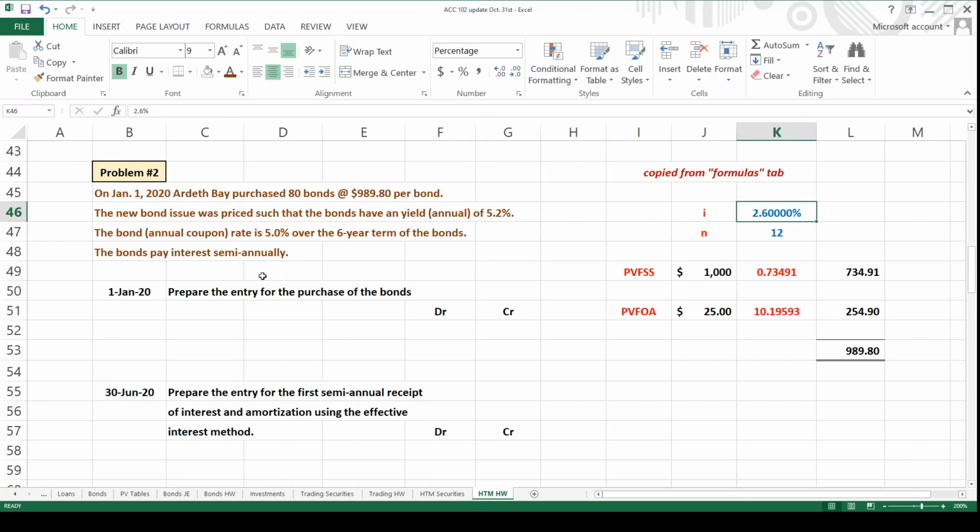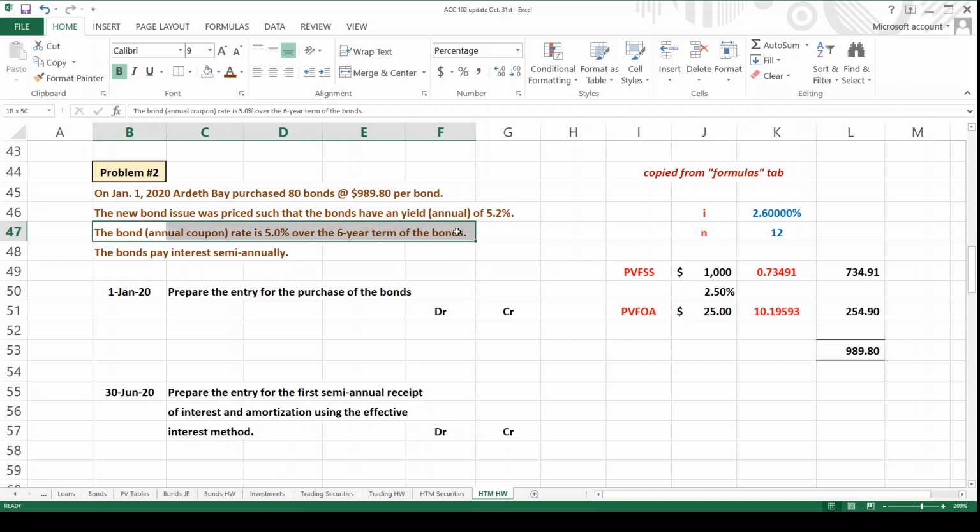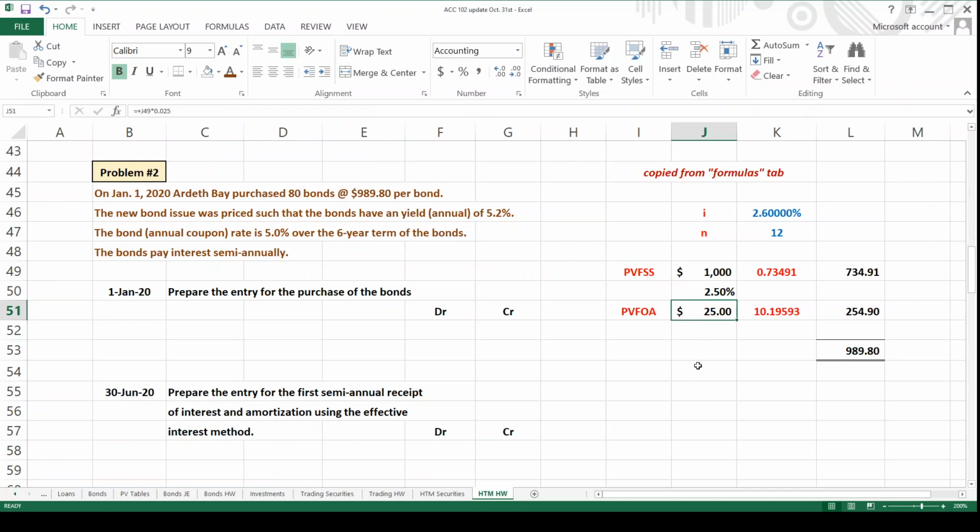This time, the market rate, the effective rate, or the yield, again they're all synonymous, is 5.2, so we use half of that, and it's a 6-year term, so we go with 12. We double the years, yeah. And the bonds are going to pay interest at 2.5% every half year, yeah, which is what it says here, 5%. That's the annual rate. You have it. You're going to pay $25 every half year for these bonds. So they're going to sell for $989.80, which is the number up here, and there's 80 bonds.